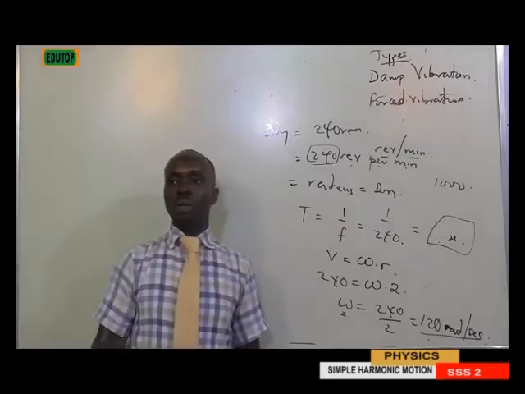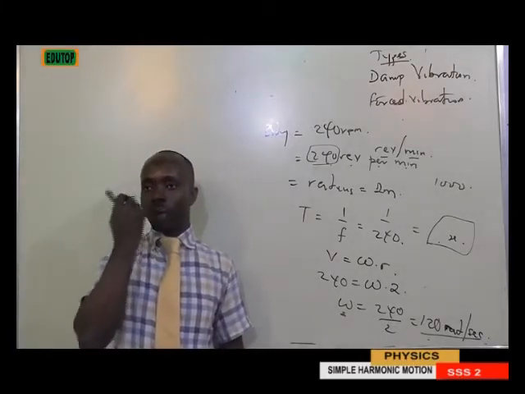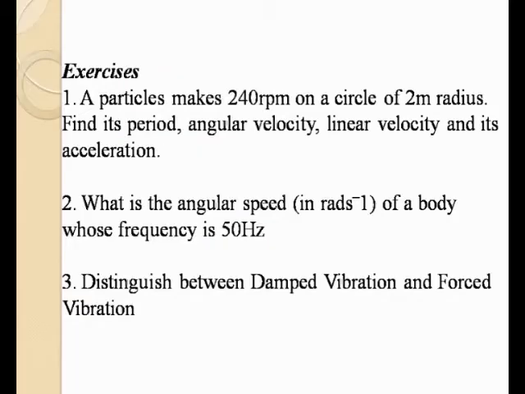So without wasting much of our time, let's go to number 2. Number 2 says, what's the angular speed of a body whose frequency is 50 Hz? The third question still goes with the first question, which has already been solved. The third question says, distinguish between damped and forced vibration, which we have already analyzed.